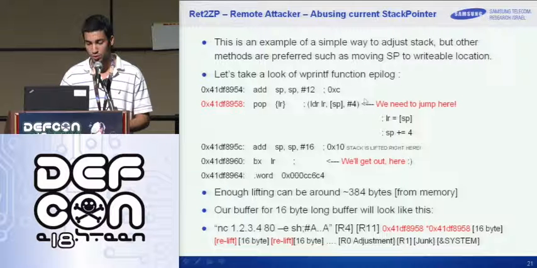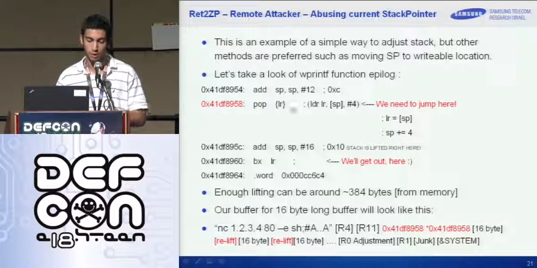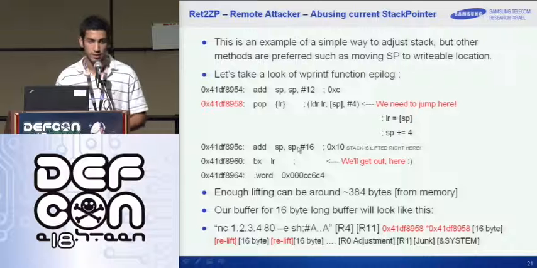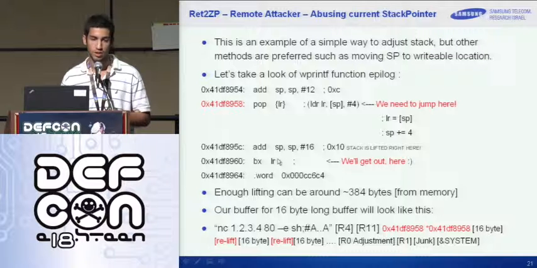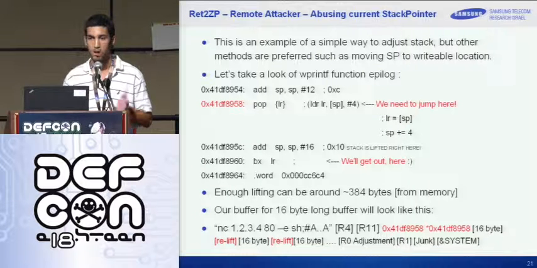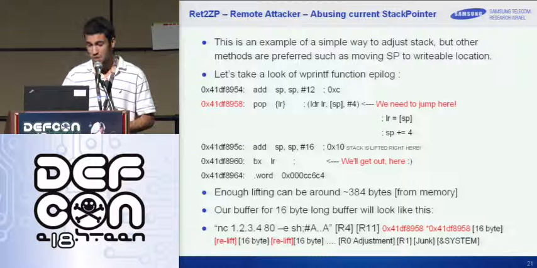The wprintf function epilogue. You can see that you can pop LR. If we jump right here, then the SP adds 16 bytes to itself, and then the next instruction would be bx LR. Bx means branch. It checks the first bit, but in this case, just say it's like a call, an advanced call, like an x86 advanced call. So we'll get our stack lifted by 16 bytes just by coming to that one.